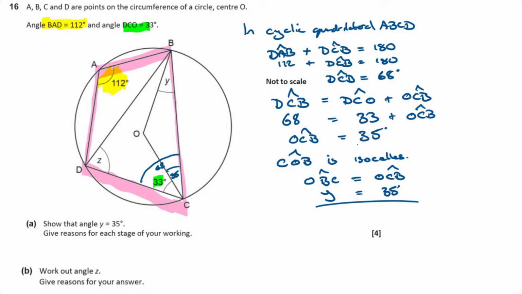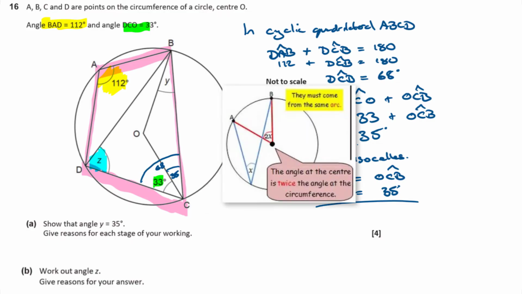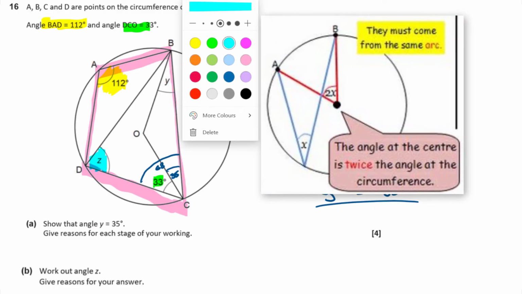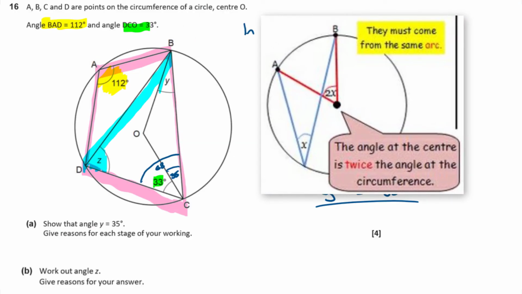Next step, I need to work out angle Z. Where's Z? Okay, Z is over here. I'm going to find this one next. Okay, how can I do that? Now again, I'm trying to look for simpler shapes within my complex looking diagram, and I can see that Z is at the tip of one of these shapes here.